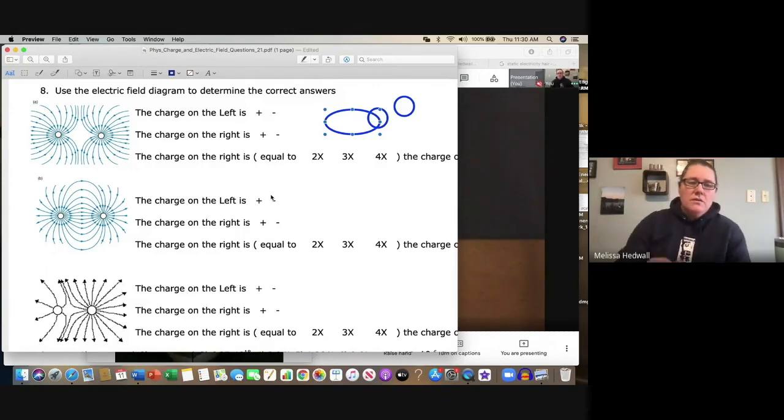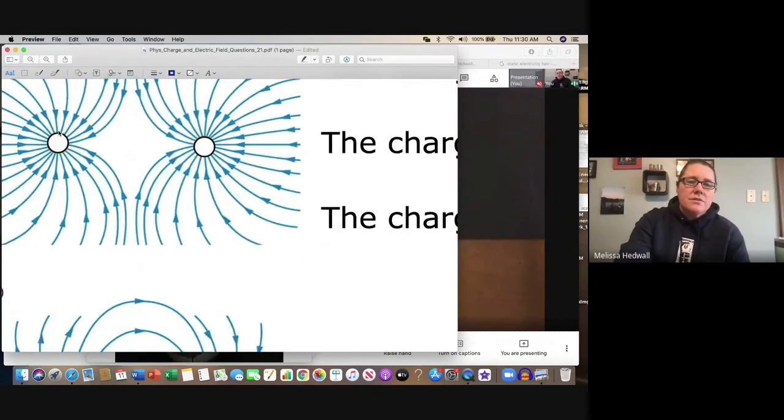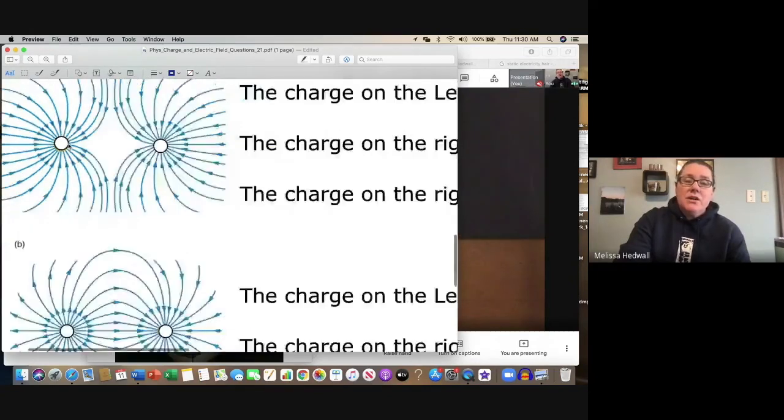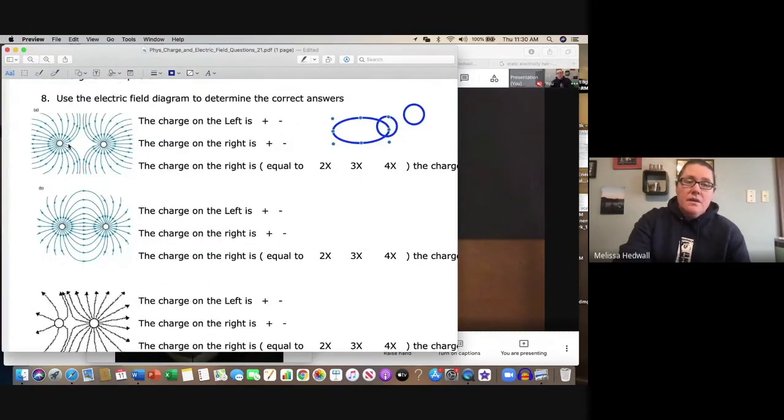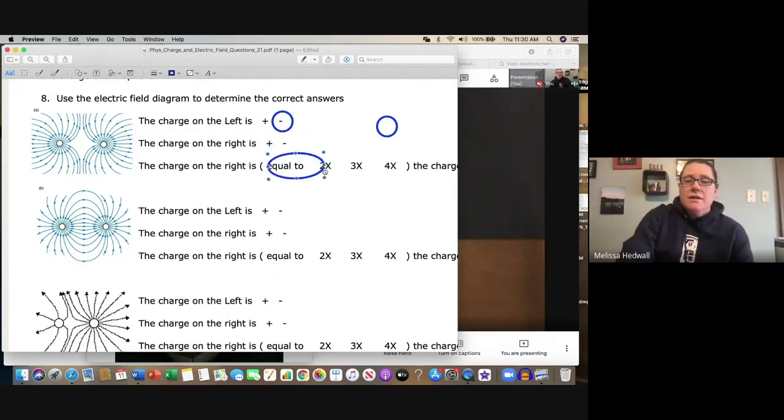So what we're looking at here, the charge on the left is positive or negative. So we need to look at the arrows. On both of these, the arrows are going into the charge. Well, if the arrows are going into the charge, what does that tell us? We know that the arrows for electric fields are always pointing toward the negative. So on this one, arrows are pointing toward this one, so it's negative. On this one, pointing toward this one, so it's negative. So I'm going to circle: charge on the left is negative. Charge on the right is also negative.